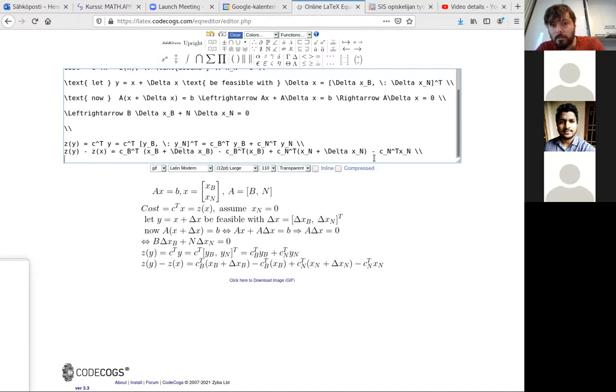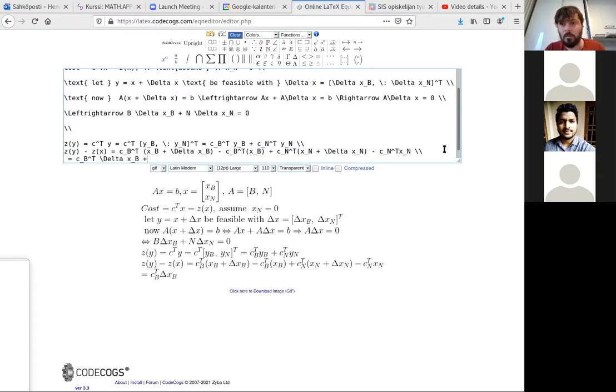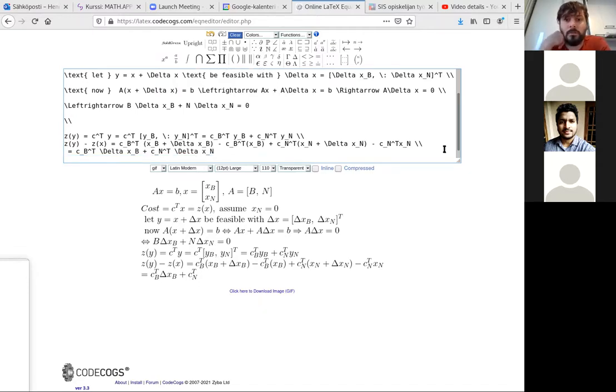Now this is all linear, so really the change is CB transpose delta XB plus CN transpose delta XN. So this is the change in the cost function. But remember now, we also must have that B times delta XB plus N times delta XN must be equal to 0.